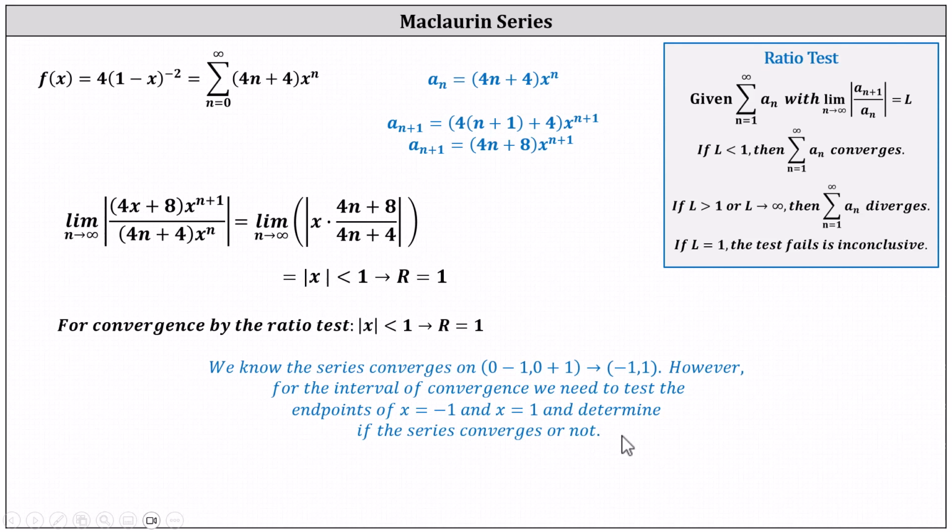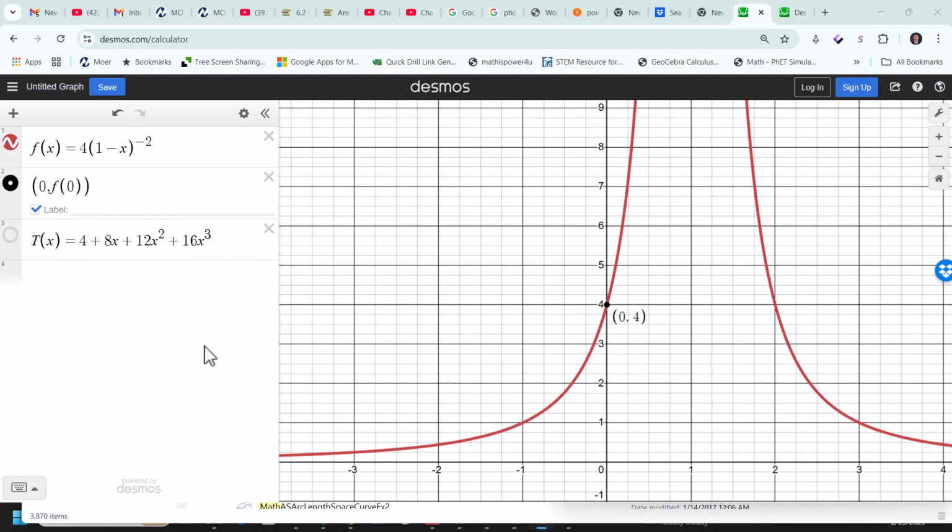Before we go, let's look at the graph of the original function and the first several terms of the Maclaurin series. In red, we have the graph of the given function. We were asked to find the Maclaurin series centered at x equals 0. Notice f of 0 is the point (0, 4). Now let's look at the graph of the degree 3 Maclaurin polynomial, which we used to find the Maclaurin series. Notice around the point (0, 4), the Maclaurin series is a very good approximation for the given function. I hope you found this helpful.